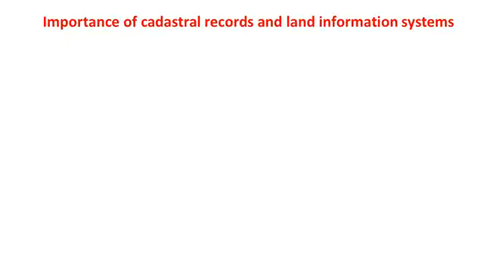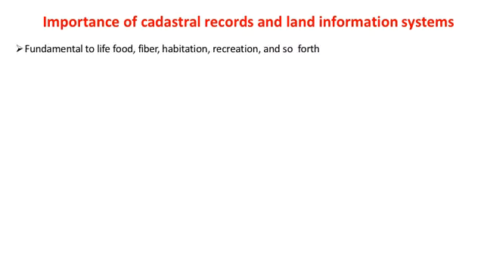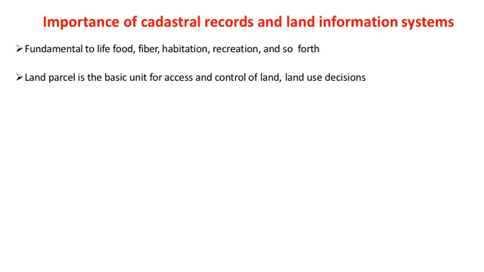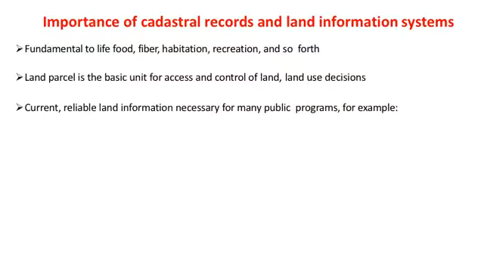Importance is it's vast. Land is related to people from birth, from home to tomb. So fundamentally, people live on land, do their activities on land, and die. So land is the basic unit for access and control, and so land should be in an up-to-date, reliable, and trustworthy state. To provide this, LIS, land information system, can play a vital role.